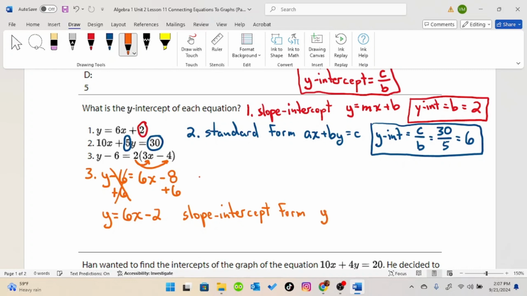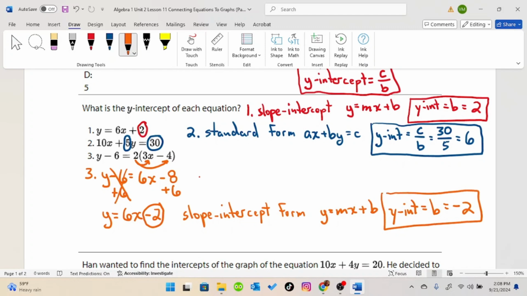The y equals mx plus b. The y-intercept equals the b, and in this case, b is negative 2. So the y-intercept is negative 2.